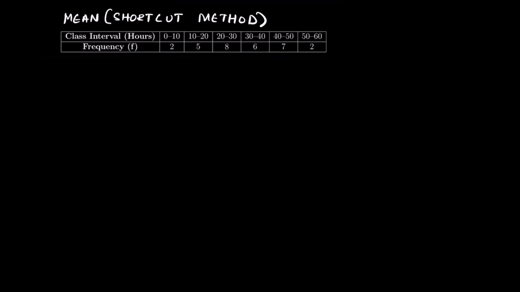In this video, I'll be explaining how to find the mean of grouped data using two methods. First, I'll be discussing the shortcut method, and the other one is the step deviation method. I'll be writing the steps on the left side so that you have an idea what comes next.